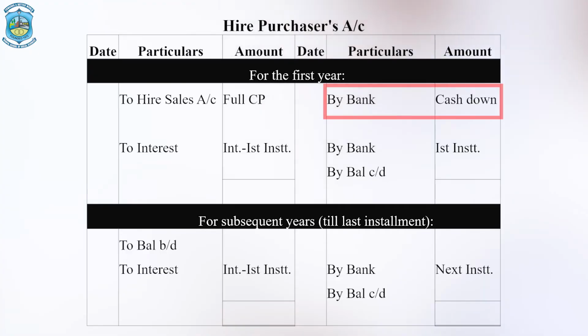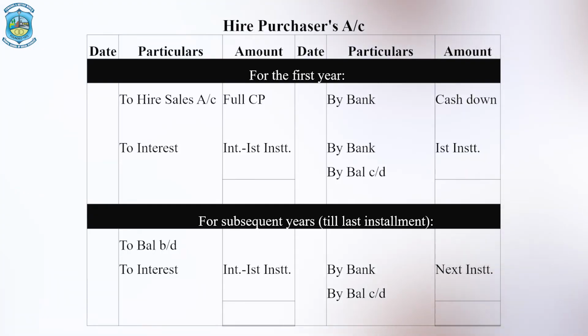And if any down payment has been made immediately by the purchaser to the vendor, the vendor would record this on the credit side of the purchaser account as by bank, an immediate payment. Now, with the amount of interest, the purchaser will be debited again at the end of the year when the installment becomes due. So, at the end of the year, as soon as the installment becomes due, the interest will be recorded in the purchaser's account on the debit side as to interest.